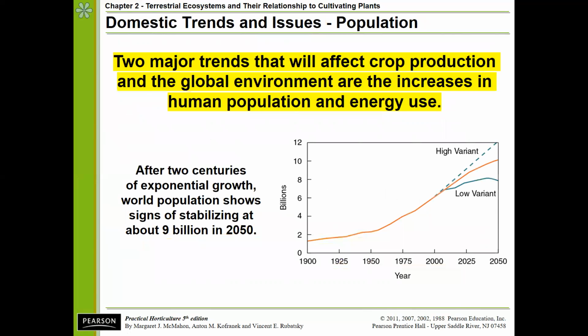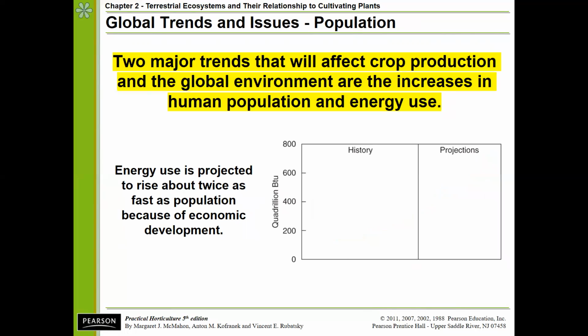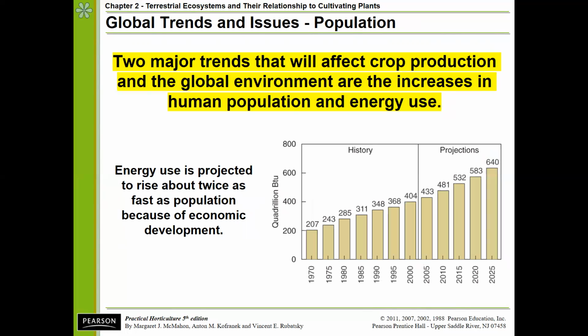Two major trends affecting crop production and the global environment around the planet: generally we talk about human population being overpopulated, as well as energy use. And we're seeing exponential growth, and it's not quite reciprocal at the moment, but energy and population are both increasing. And of course, thinking about the future projections of population growth, and how energy use works with that.